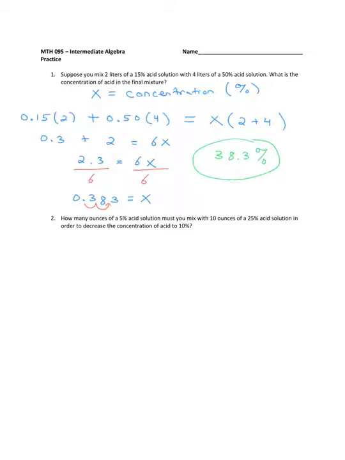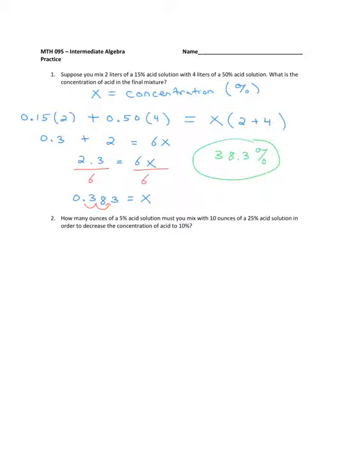For the second question, a similar idea, but I'm not looking for a percent this time. How many ounces of a 5% acid solution must you mix with 10 ounces of a 25% acid solution in order to decrease the concentration of acid to 10%? So this makes sense. You're starting with 10 ounces of this percentage. If you pour in something that's 5%, it'll certainly lower it. So there must be some exact amount that would take you to something that's 10%.